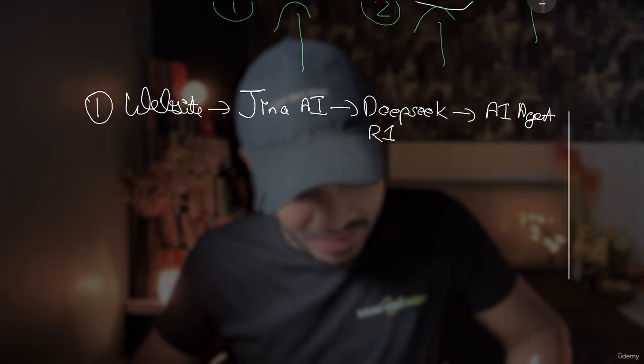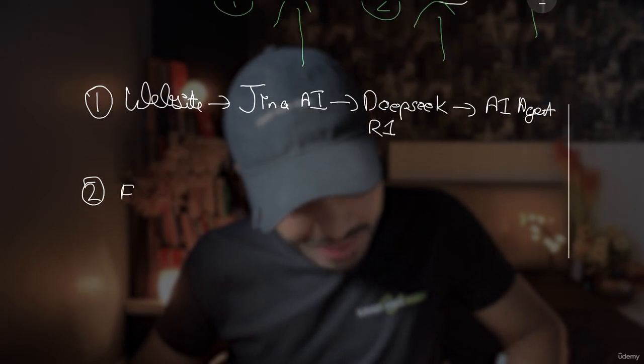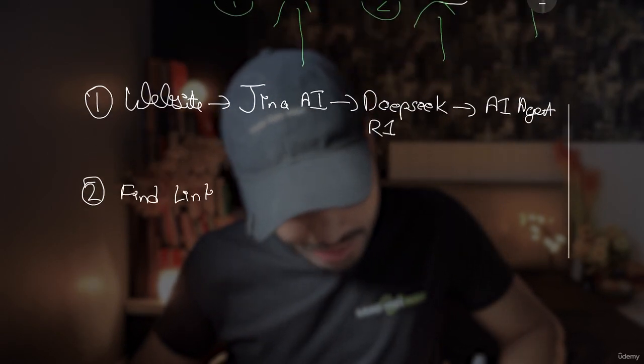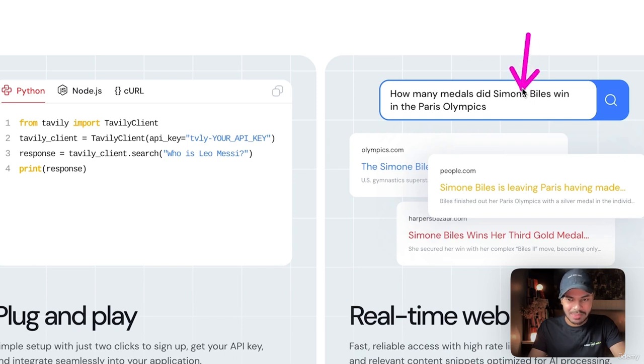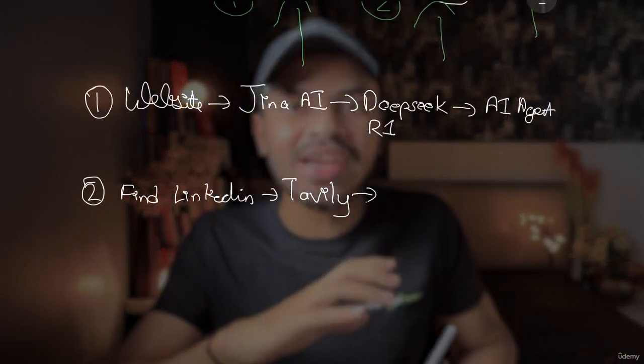Now let's talk about the second one, which is we need to first of all find out the LinkedIn URL, right? So how we are able to find out the LinkedIn URL? By using Tavily. Tavily is a software that allows us to search people on Google. For instance, if you want to find out everything about Simone Biles, so it will go to olympics.com, people.com, I don't know how to spell it. So what it will do is it will find out your existence everywhere on the web. For example, Reddit, blog post, your website, LinkedIn, Instagram, Twitter or X, wherever you are present, we will have all of that information by using Tavily. And once we have that information, we want to only extract our LinkedIn URL.